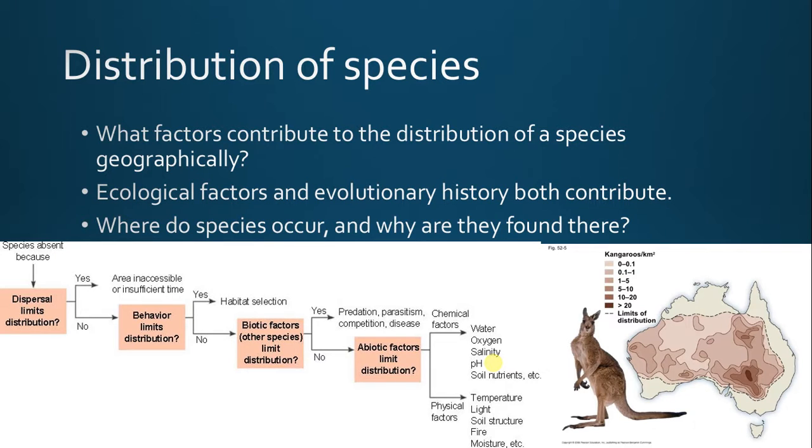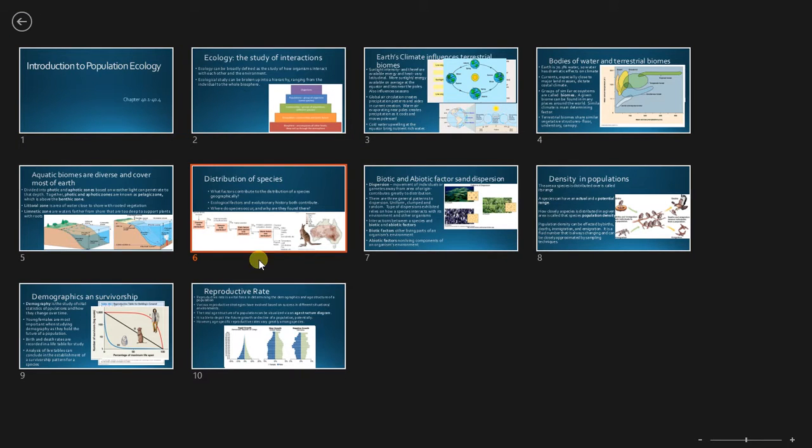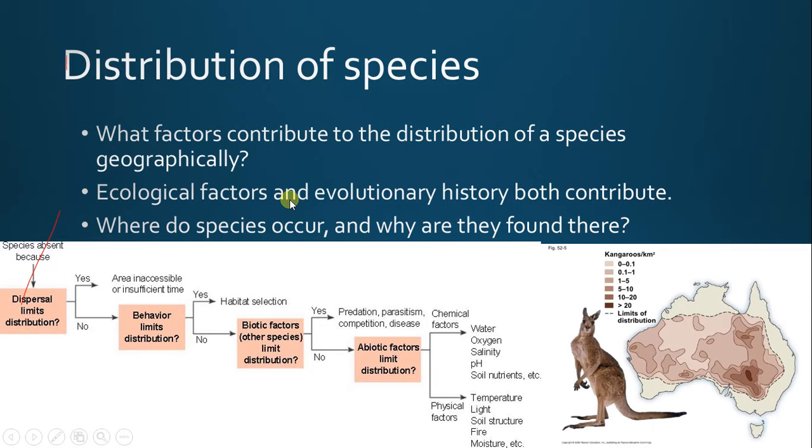One of the first things you start looking at when we talk about population ecology is how different species are distributed in their geography. So what factors contribute to the distribution of species geographically? Well, ecological factors and evolutionary history both contribute. What I'm going to use, for example, is the kangaroo in Australia. The kangaroo's ancestor first evolved in the geography of the continent that would become Australia, before it had separated from Pangea about 5 million years ago.